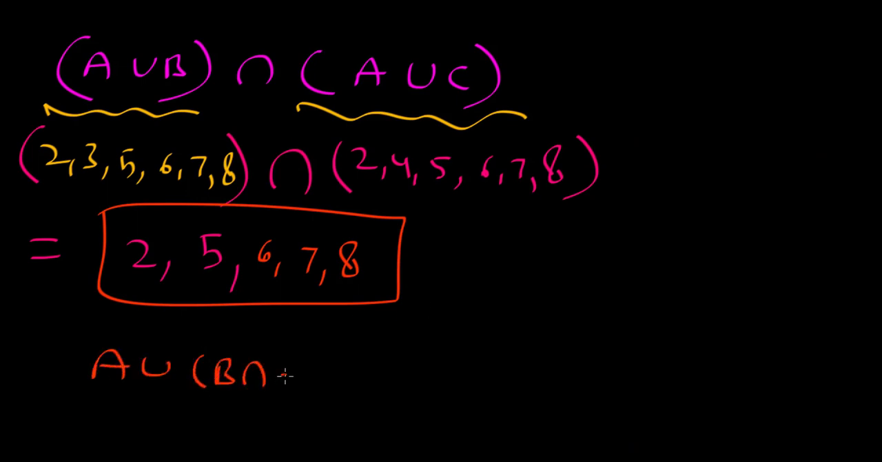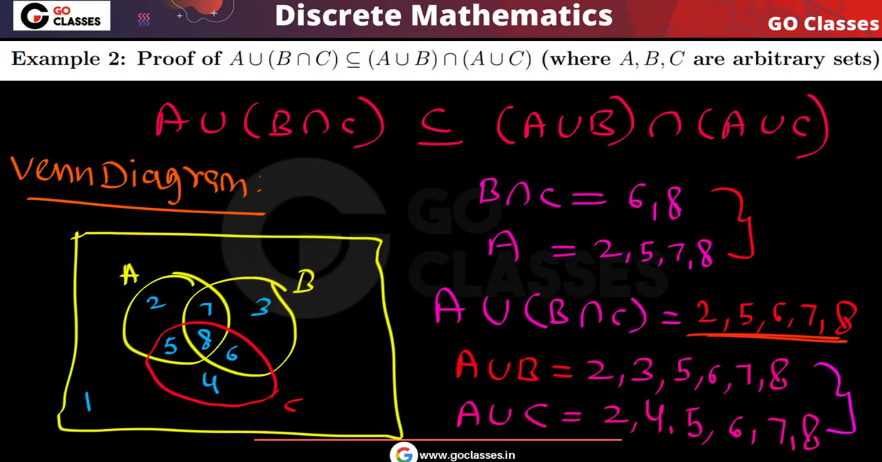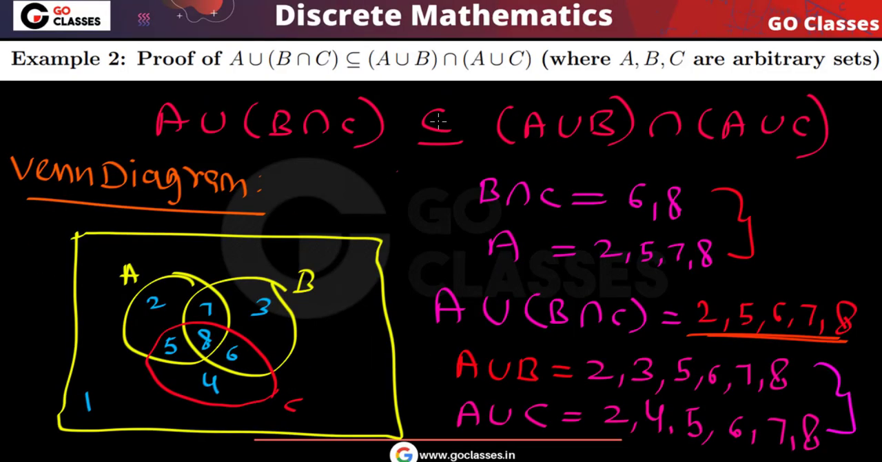The area of A union B intersection C is also 2 5 6 7 8. So I can actually say that they are the same, they are actually equal. From the Venn diagram method you can prove that they are equal. So A union B intersection C is equal to A union B intersection A union C.